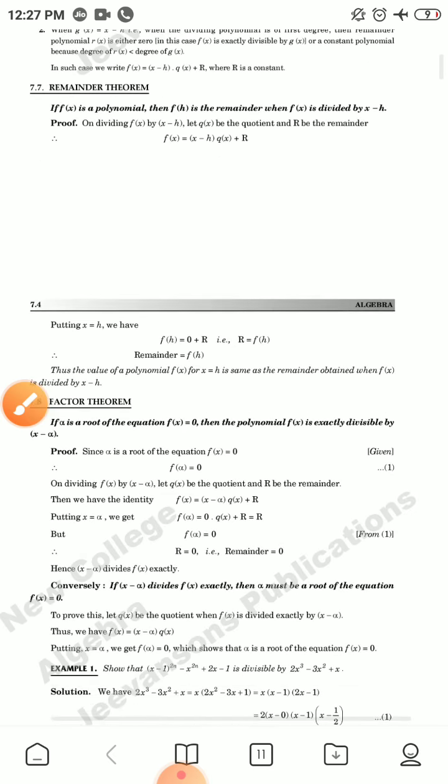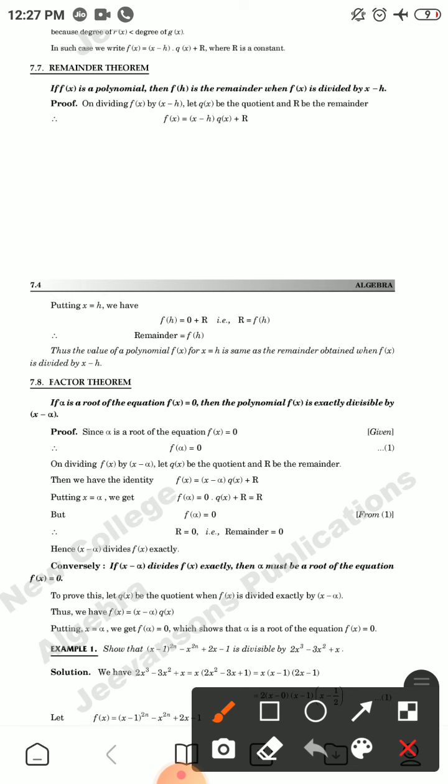Taking the remainder theorem: if f(x) is a polynomial, then f(h) is the remainder when f(x) is divided by x - h. Proof: on dividing f(x) by x - h, let q(x) be the quotient and r be the remainder. f(x) = (x - h) q(x) + r. Putting x = h, we have f(h) = 0 + r, so r becomes equal to f(h). Therefore the remainder is equal to f(h). Thus the value of a polynomial f(x) for x = h is the same as the remainder obtained when f(x) is divided by x - h.